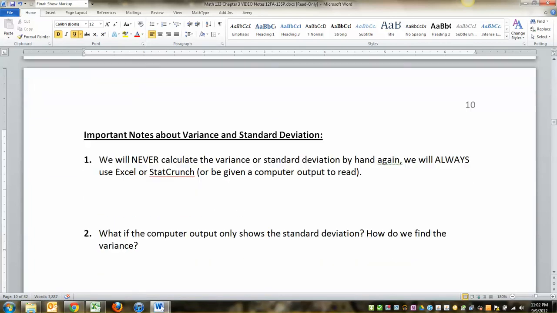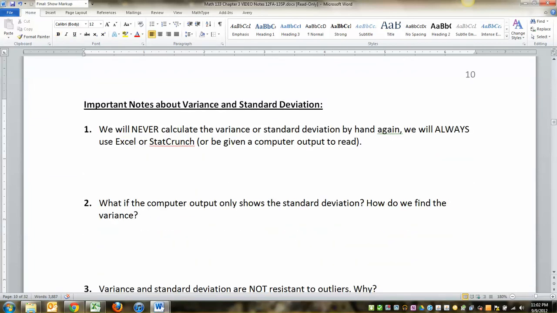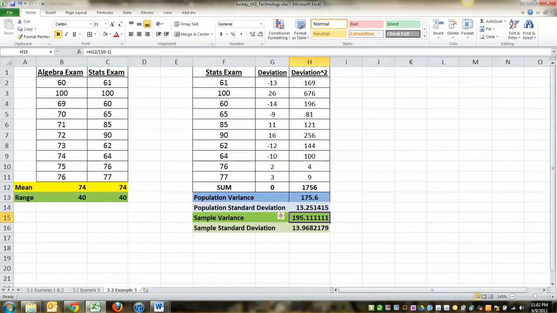All right, awesome. Now we come down here to important notes. We will never, ever find variance or standard deviation by hand again. We will always use Excel or StatCrunch. Let's go do that, shall we? So let me show you these. I'm going to copy and paste them.